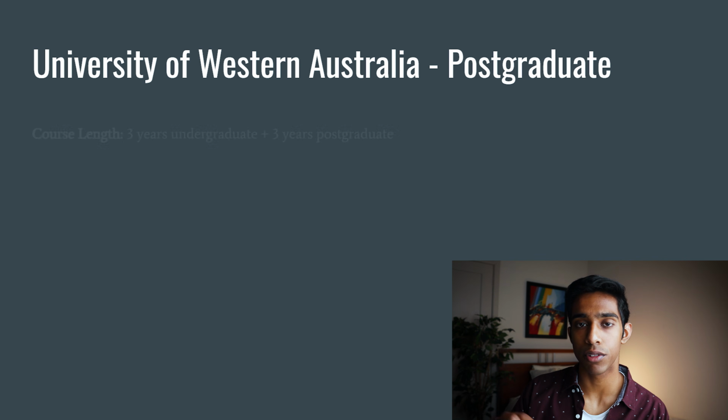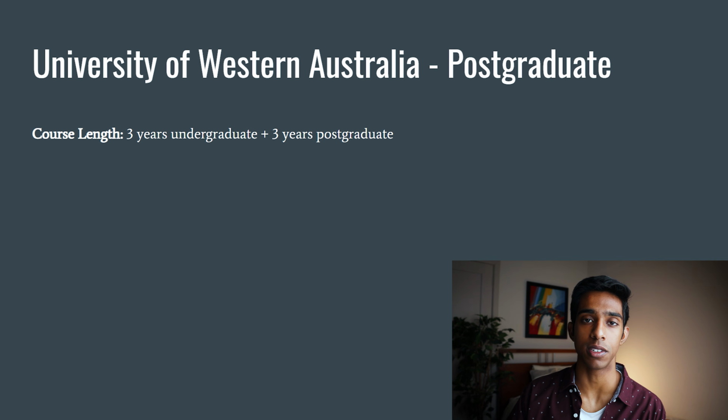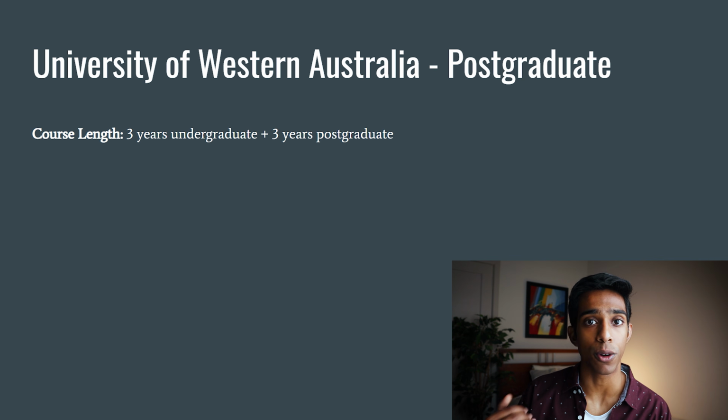Now the next state that I'll move on to talk about will be Western Australia, which has 2 medical schools. The first of these is the University of Western Australia, which runs a postgraduate provisional entry pathway. Now this is very similar to what is done at the University of Melbourne and also at the University of Sydney. So you'll have to do 3 years of undergraduate study and then also 3 years of postgraduate study, which means that you'll be studying for a total of 6 years.